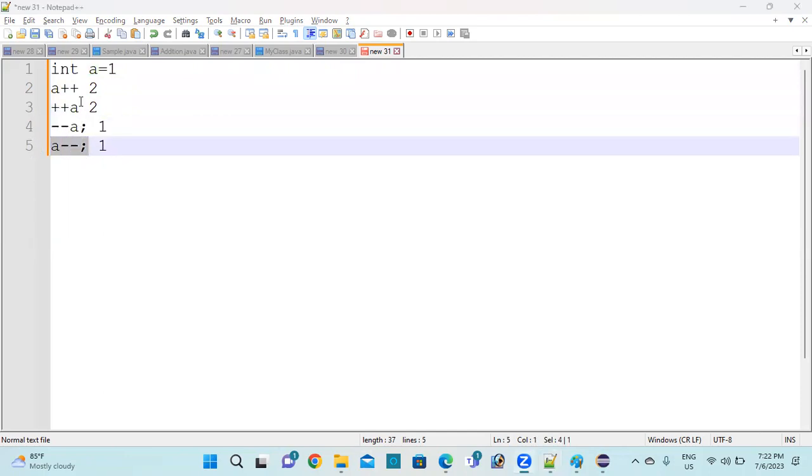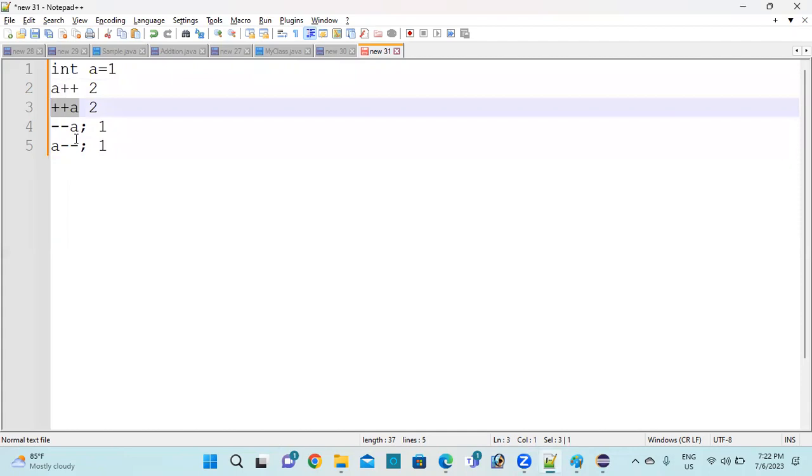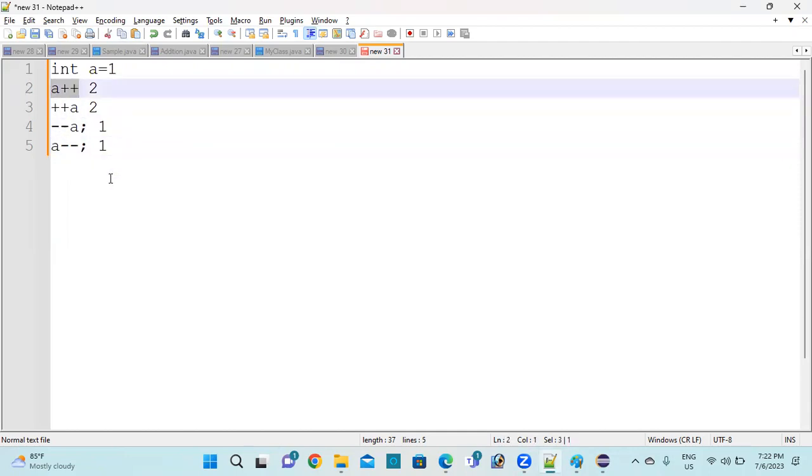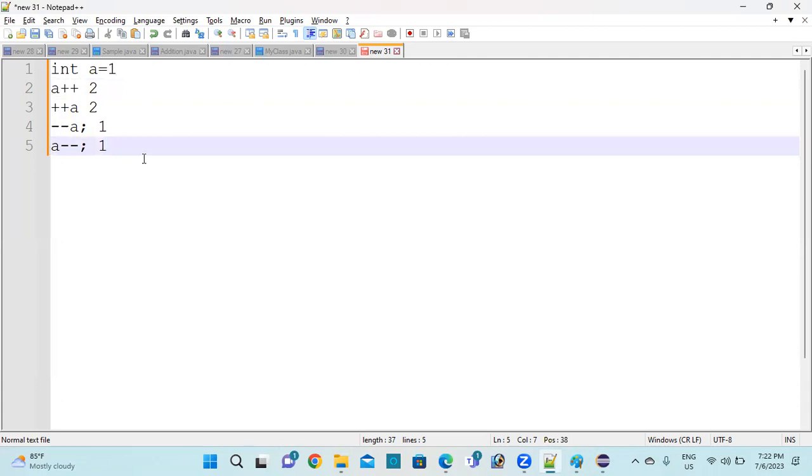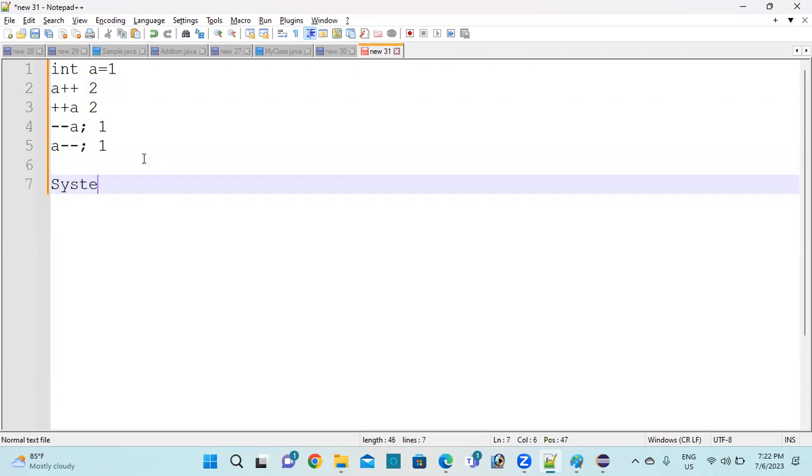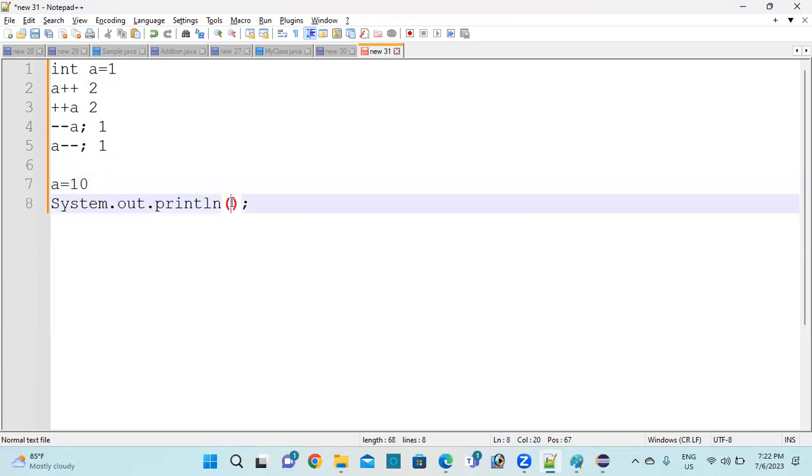And when the statement is written in a different way, then the meaning will change. A plus plus is different. For example, I'm having a equals to 10, and I'm writing a plus plus.